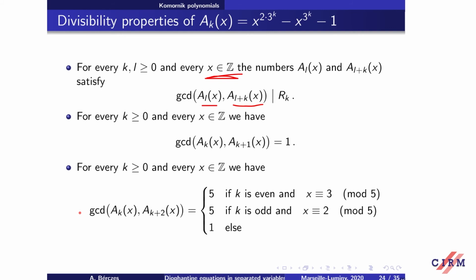So this way, for polynomials with indices close to each other, we can compute the GCD, or we can prove how much the GCD is. If they are consecutive indices k and k+1, then the GCD will always be 1. And if the difference between the indices is 2, then the GCD is either 1 or 5.